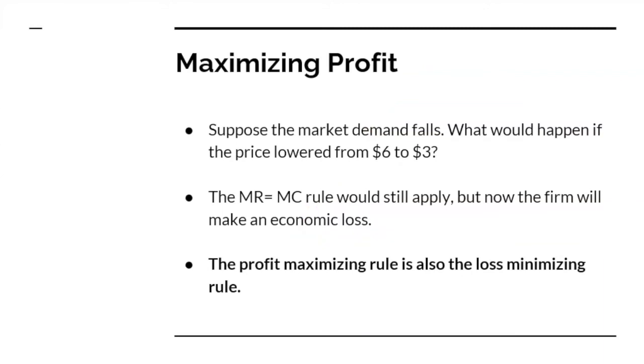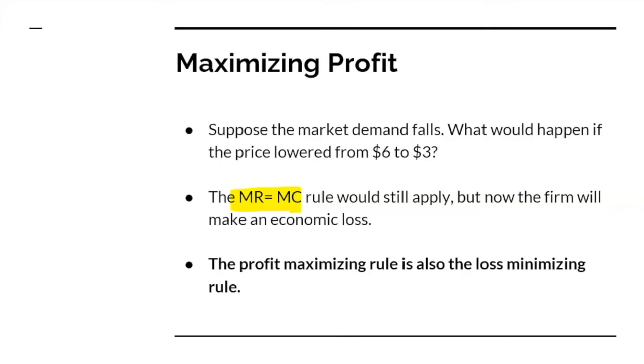All right. So here, let's say market demand falls, right? So let's say our demand curve on our market graph shifts to the left. And so what is going to happen if the price is lowered from $6 to $3? Well, we still follow this marginal revenue equals marginal cost rule. However, the firm will now be making an economic loss, right? Because remember, whenever our market graph changes, it changes the equilibrium where supply and demand meet, which changes our price, our marginal revenue, our demand, our average revenue curve on the firm graph here.